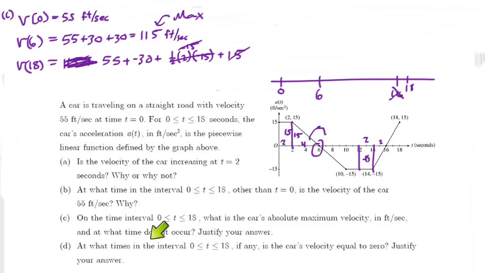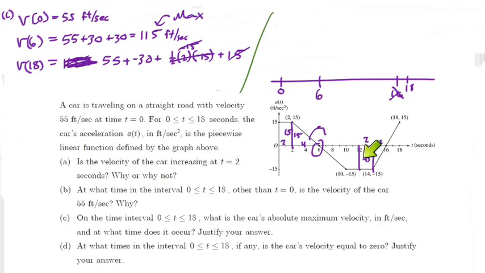At what times in the interval from 0 to 18, if any, is the car's velocity equal to 0? Justify your answer. At 16, are we at a velocity of 0? That's the only spot that we can be at a velocity of 0, right? Because we have all this negative right here. We know that at 6, our velocity is 115. And we know at 12, our velocity is 55.